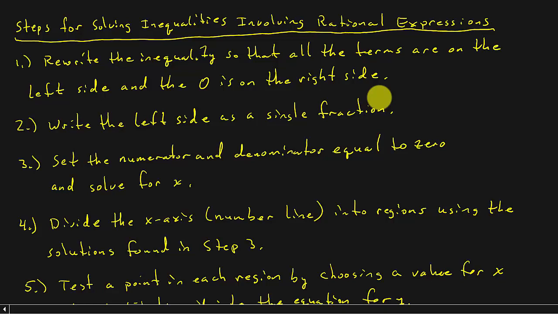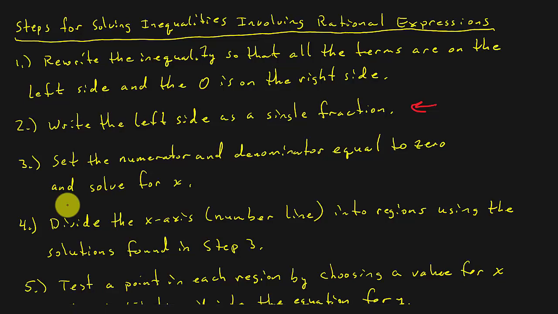So get everything to the left side and just 0 by itself. Write the left side as a single fraction. This step right here is probably the one that students struggle with the most. Might be the most difficult part of them. Set the numerator and denominator equal to 0 and solve for x. So we're going to set the numerator equal to 0, set the denominator equal to 0, and solve.